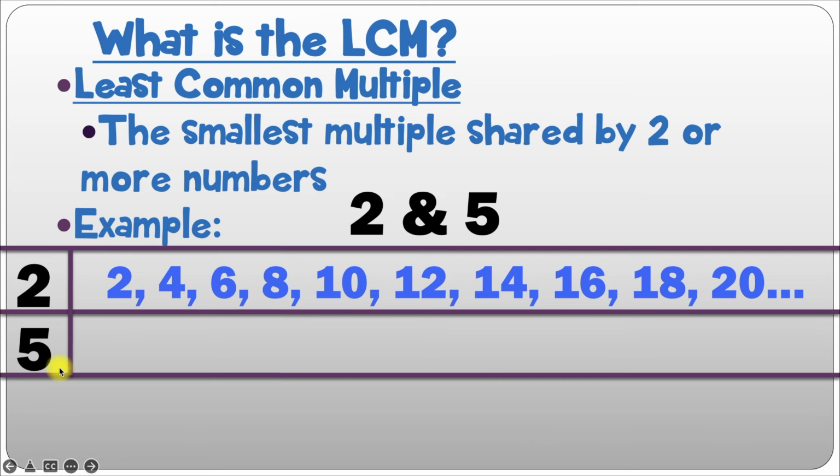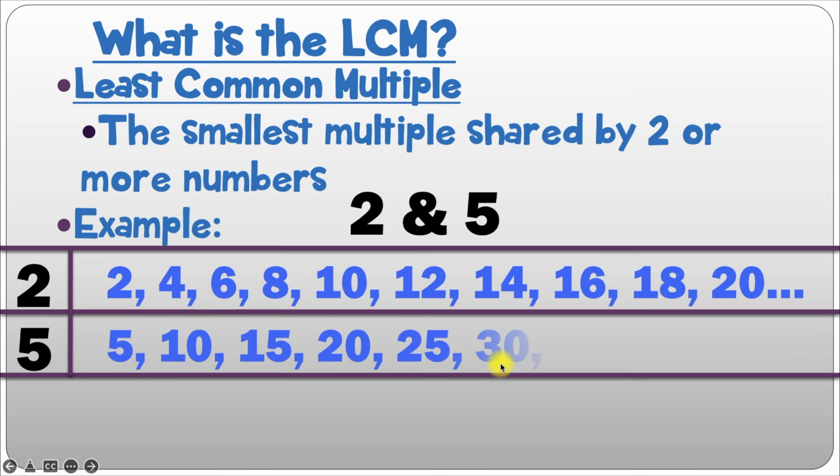And the multiples of 5 are 5, 10, 15, 20, 25, 30, 35, 40, 45, and they go on and on and on. The question is, what multiples from 2, because remember, these are the multiples of 2, and multiples of 5, remember, these are the multiples of 5, which numbers do you see are in both rows?